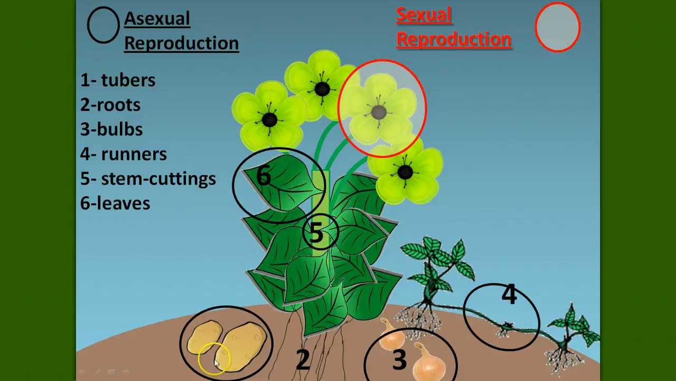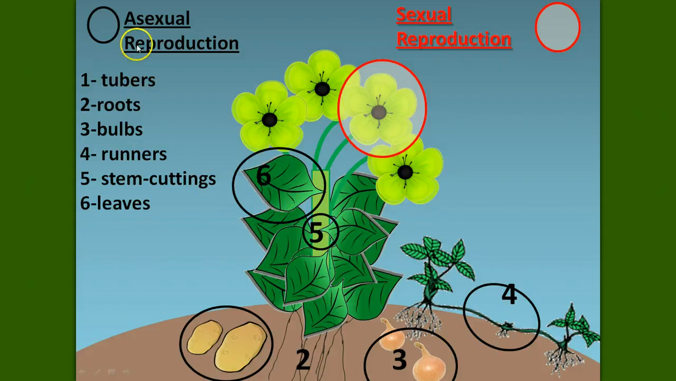So one more time. Tubers, potatoes. Number 2, roots. What was the example you had for roots? Turn to a friend and tell them. Good job. Number 3, bulbs, like onions. Number 4, runners, like strawberries. There were 2 other examples. Turn to a friend and tell them what they were. Number 5, stem cuttings, like sugarcane. Turn to a friend and tell them the other one. Good. Number 6, leaves, like African violets.